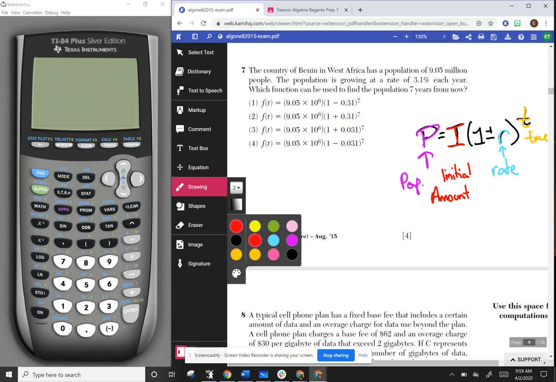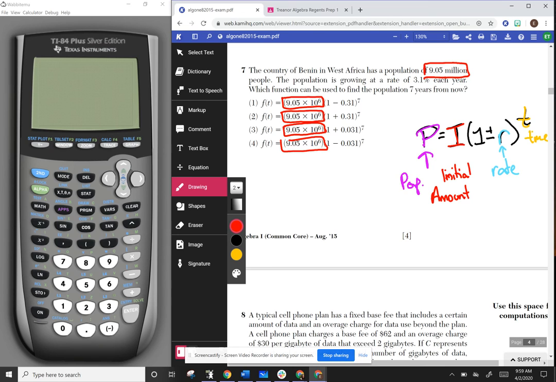So we could see that the initial amount is 9.05 million. We could see in every option, it's the same initial amount. So unfortunately, that's not going to help us. They've also written this in standard form, and that's fine. So we got 9.05, and if we do times 10 to the 6, that makes it million.